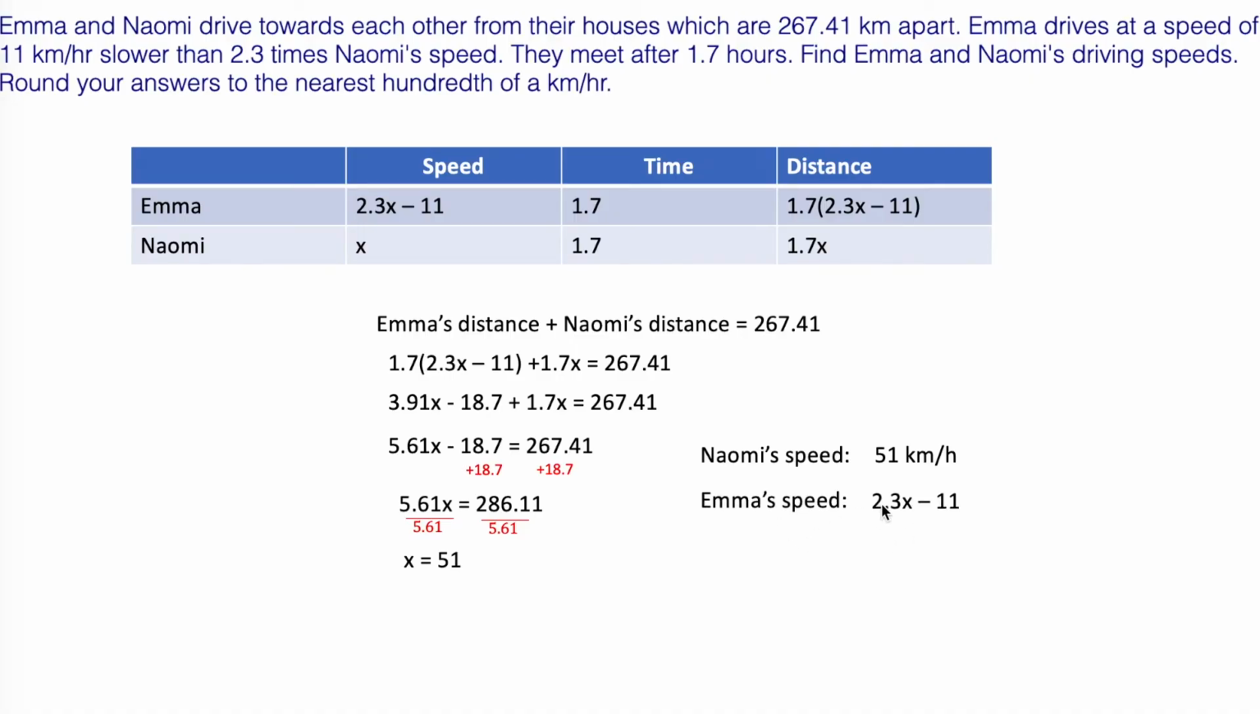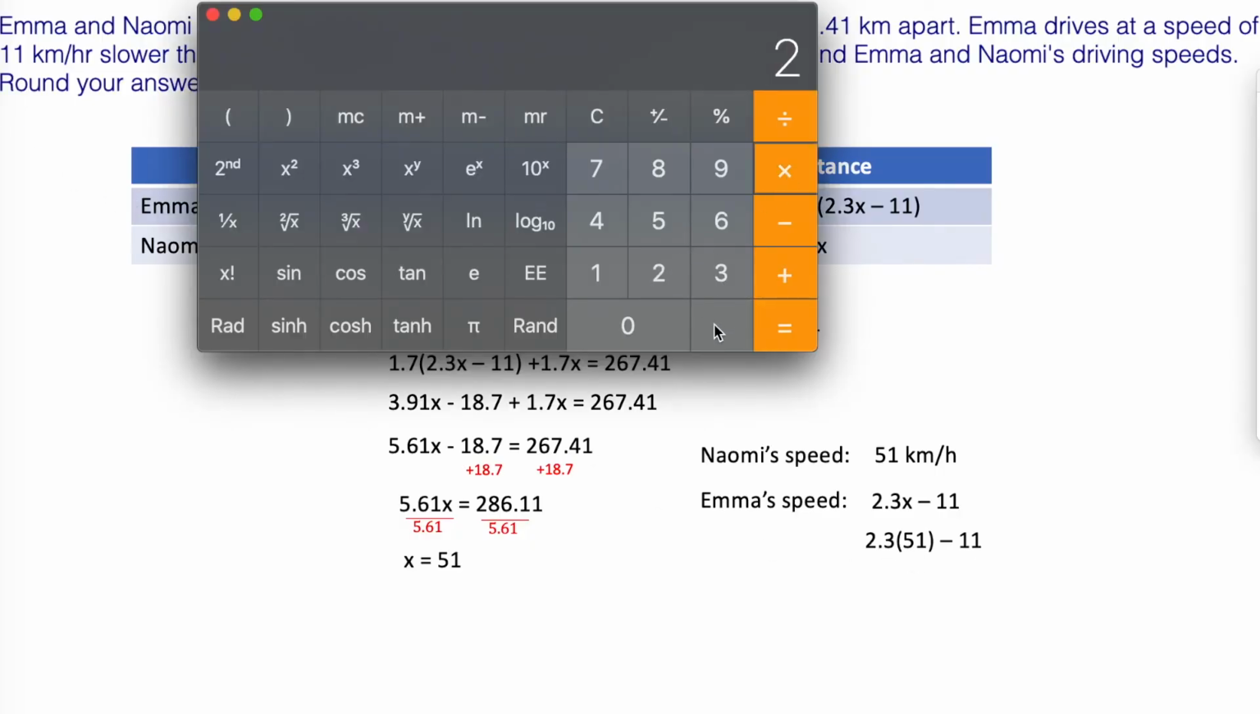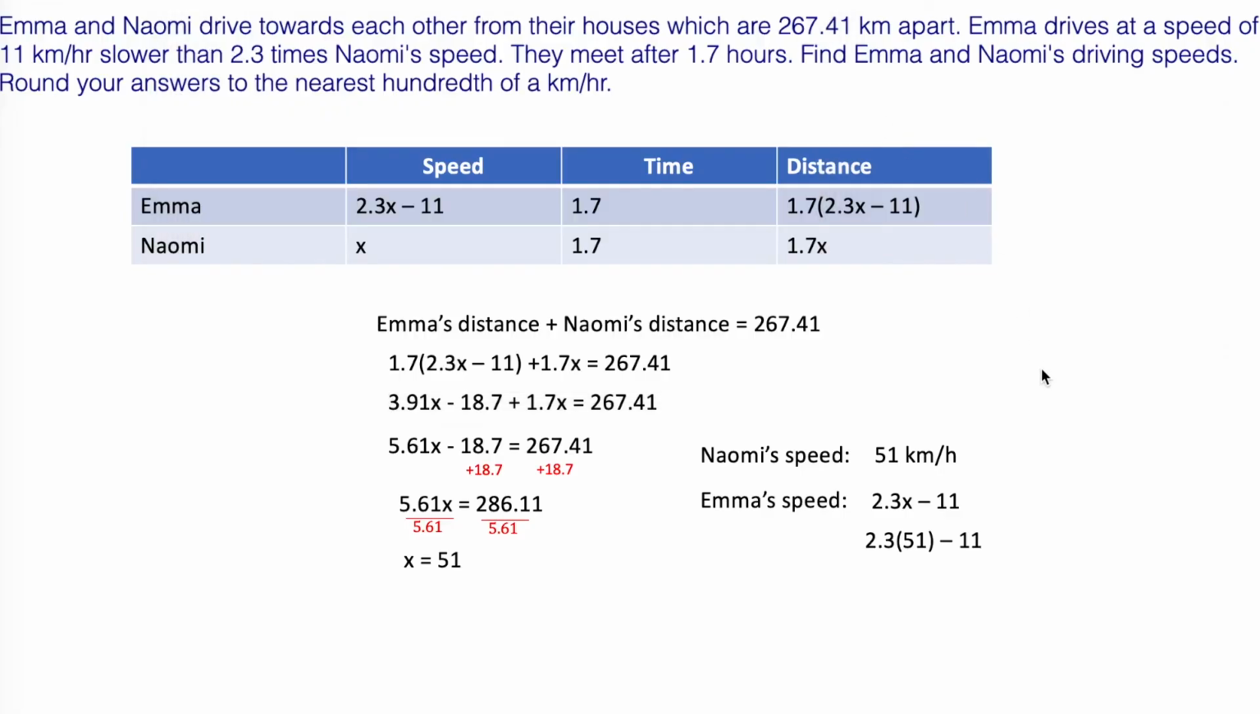Emma's speed is going to be 2.3 times x minus 11, which is 2.3 times 51, take away 11. 2.3 times 51, take away 11 is 106.3. This is a tenth, and they're asking us to round to the nearest hundredth, but it's not necessary here. So the nearest hundredth is 106.30 kilometers per hour, but we would drop the 0 anyway. There's our answer. 51 kilometers per hour for Naomi's speed, and Emma's speed is 106.3 kilometers per hour.